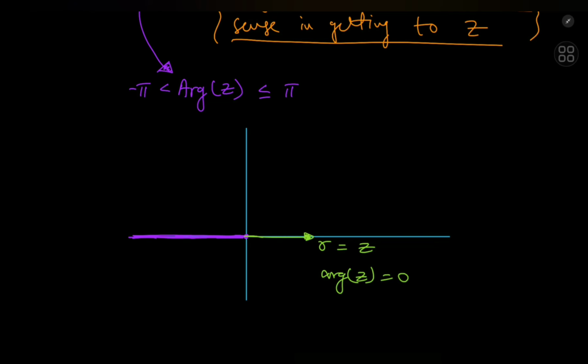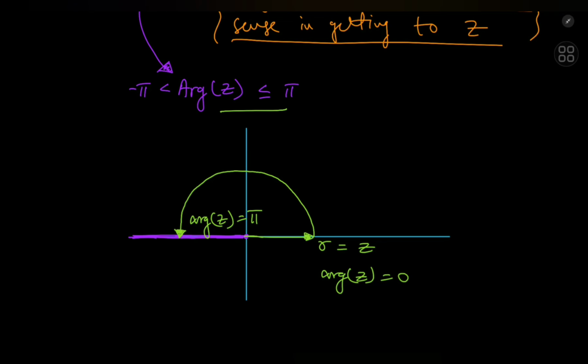Now if I rotate this vector in the counterclockwise sense, and then I reach the negative real axis, then on the negative real axis, the argument of any complex number z equals pi, because I rotated pi radians in the counterclockwise sense. Okay, cool. Now what about the negative values of the argument function, of the principal argument, that is?